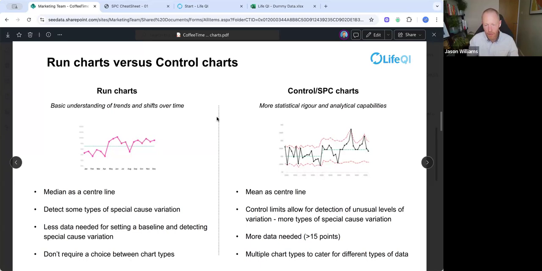So the run chart is essentially the more basic version. It provides a basic understanding of trends and shifts over time, and it does. There are certain rules that get applied to these charts that will help you identify when the variation is what we would call special variation or statistically significant variation.